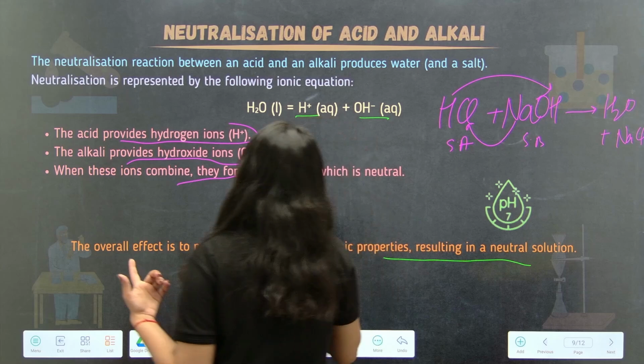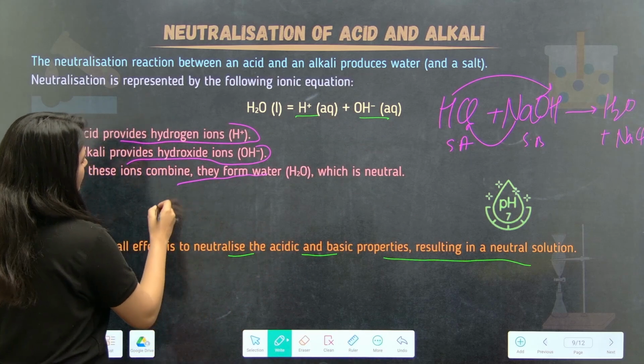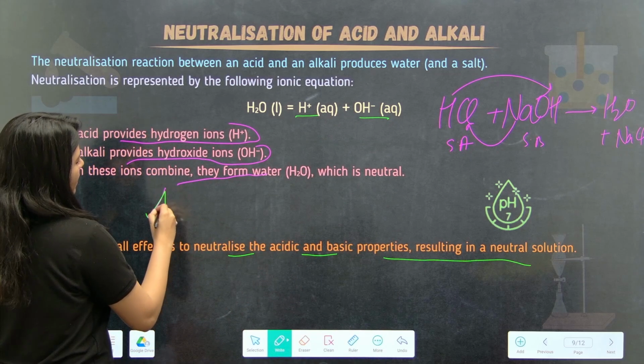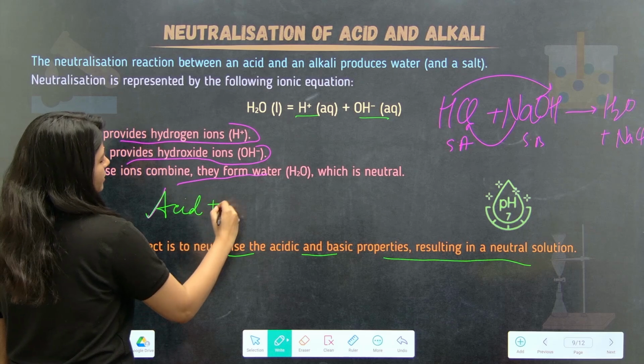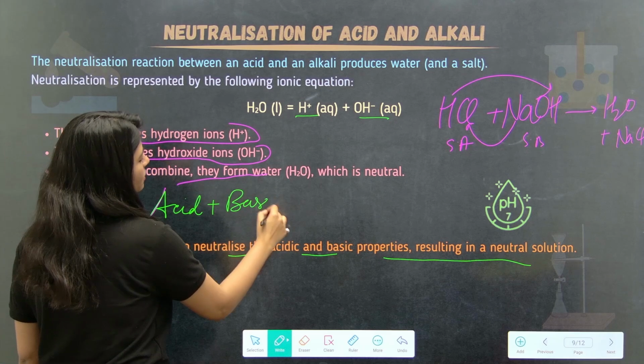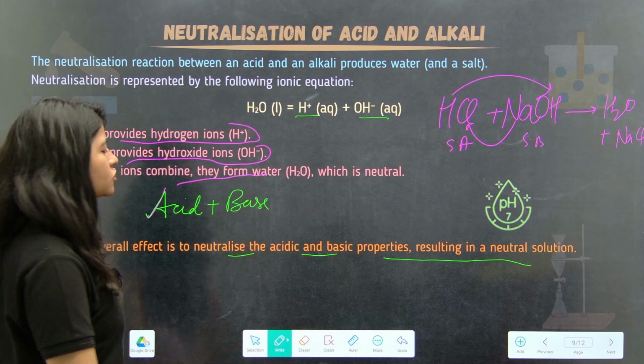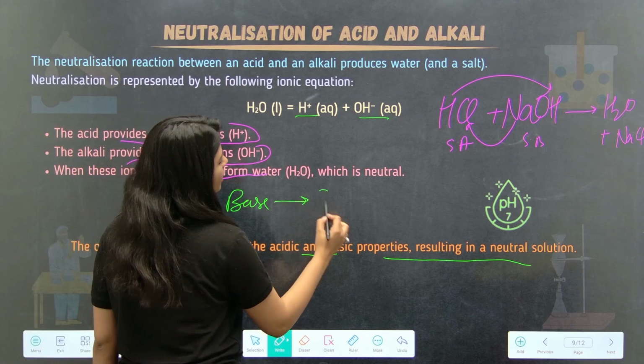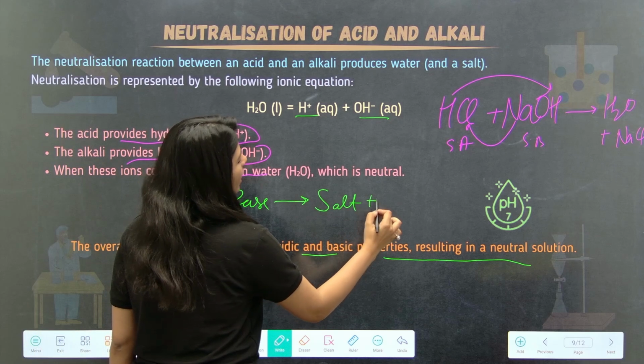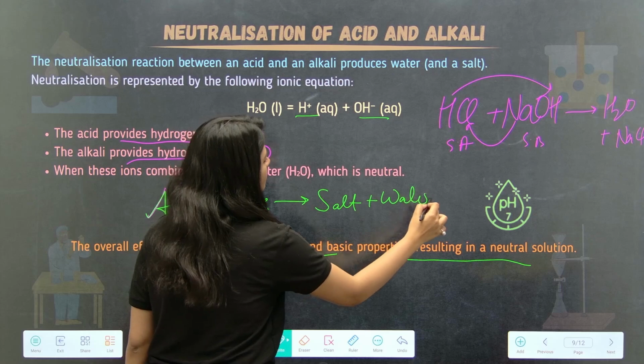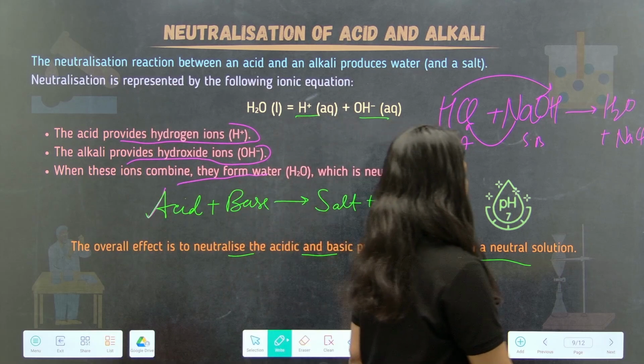If you wish to note down the skeletal reaction for the neutralization reaction, it is acid plus base react to give us salt and water. So you can write this.